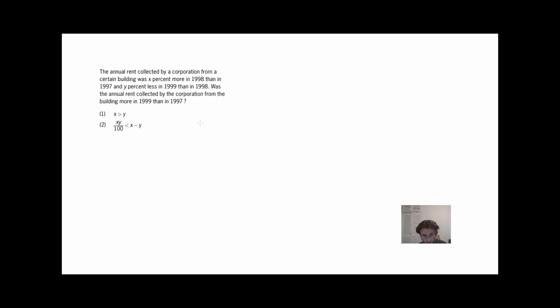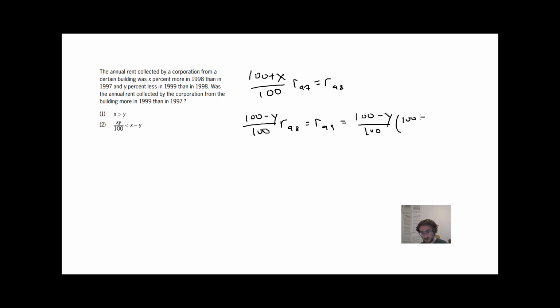So the first thing we want to do here is just associate, okay, X% more, so it's (100 plus X) over 100 times R97, and that's going to be R98, and then (100 minus Y) over 100. So that's X% more, Y% less, times R98, and that's equal to R99. And then we can also say that combining the two, that's going to be (100 minus Y) over 100 times (100 plus X) over 100 times R97, and that is the R99.